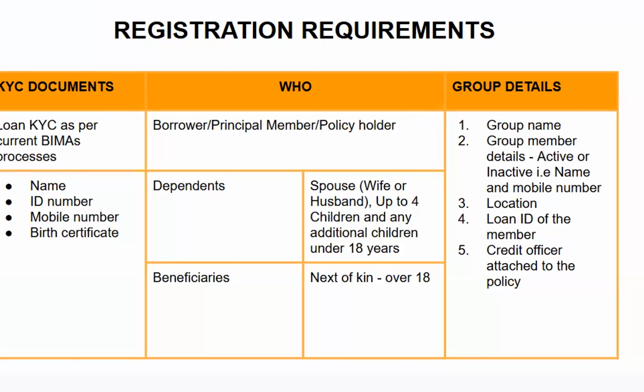and the name and mobile number for the group members, the location for the group itself, and the loan ID of the member. That is one of the most important pieces of data that we will need to collect, because the loan ID will also show us that this is the person who is on cover. They've taken a loan with BMAS, and it's also linked to the credit officer, which you see here in number 5, and the branch that it is attached to.